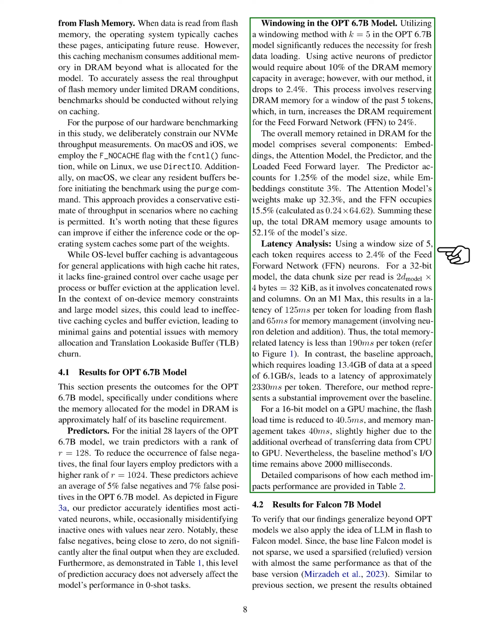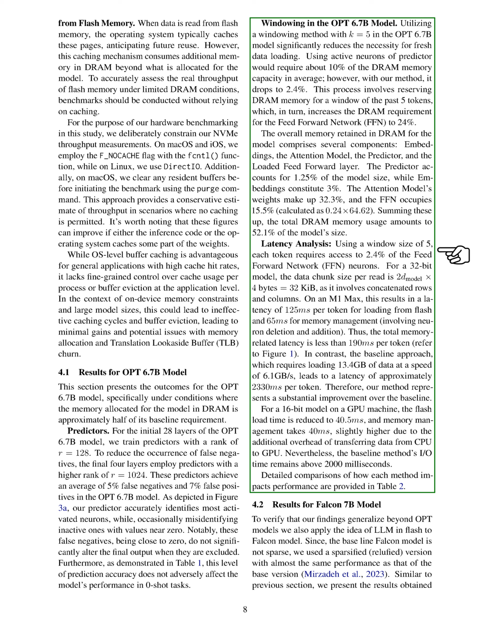Using a window size of 5, each token requires access to 2.4% of the feed-forward network, FFN, neurons. For a 32-bit model, the data chunk size per read is 32 kibibytes, as it involves concatenated rows and columns.